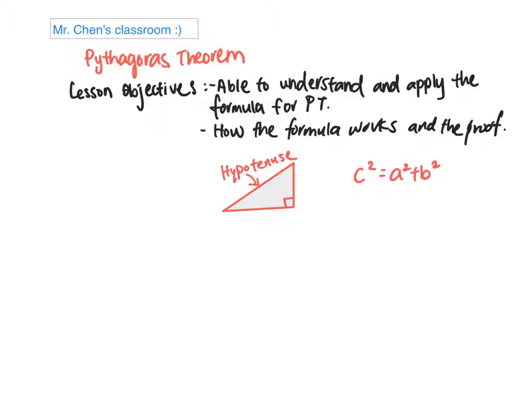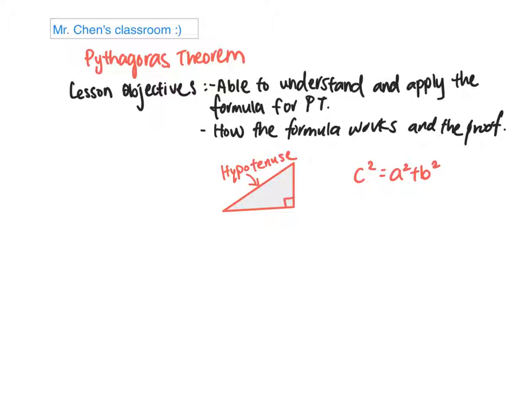Today in math we'll continue with Pythagoras theorem, and before we start I'm going to go through what we have learned in the last videos. Last videos we talked about the right angle triangle, which is this one. That's a right angle triangle with a 90-degree angle. We also talked about the hypotenuse. The hypotenuse is the longest side of the right angle triangle.